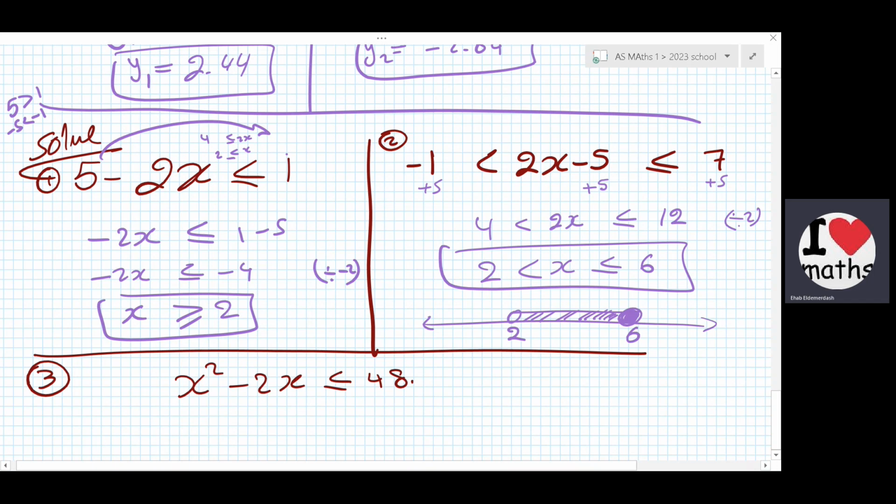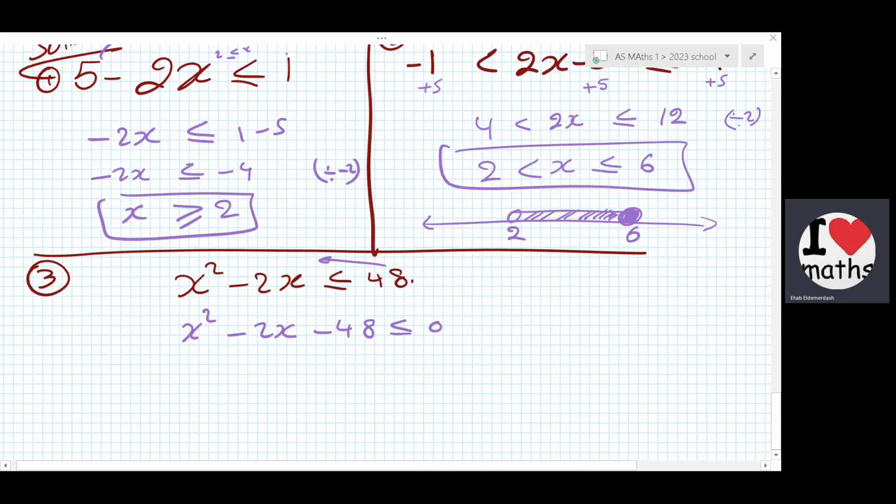There is nothing on the right side, for example. So what I did, I just took the 48 into the other side. So I have x squared minus 2x minus 48 is smaller than or equal to 0. How should I answer this question? You have to say let x squared minus 2x minus 48 is equal to 0.